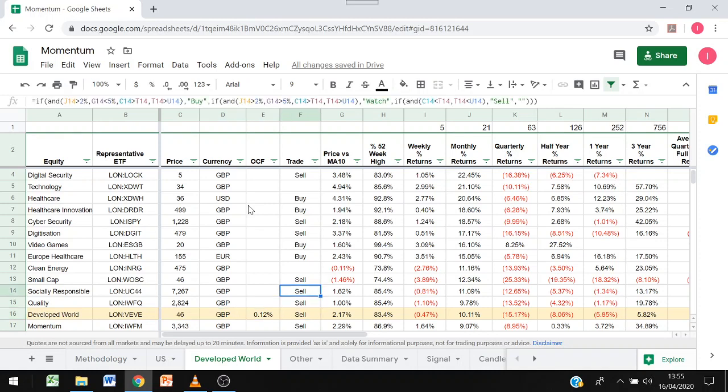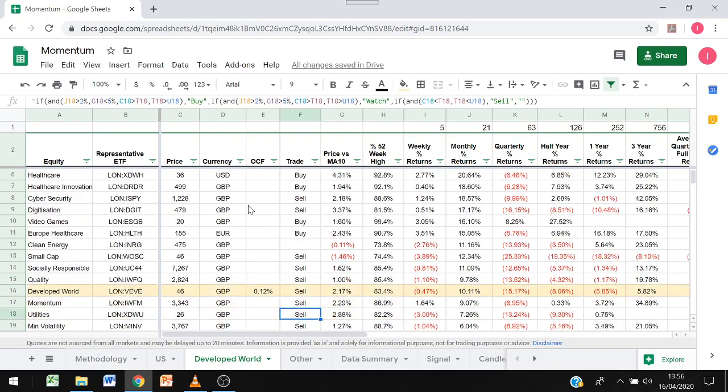So some of them are neutral, where the price is above the 50-day moving average, but the returns aren't quite strong enough yet to signify a buy. A lot of them are still on the sell.